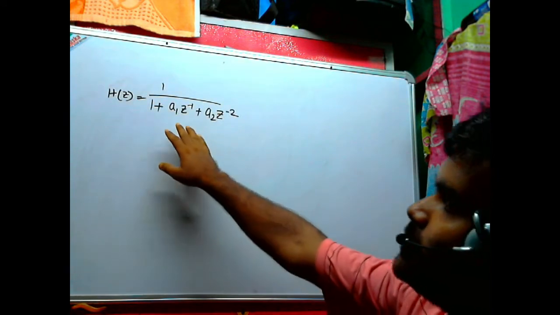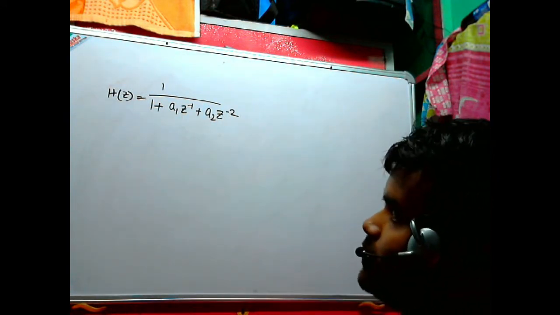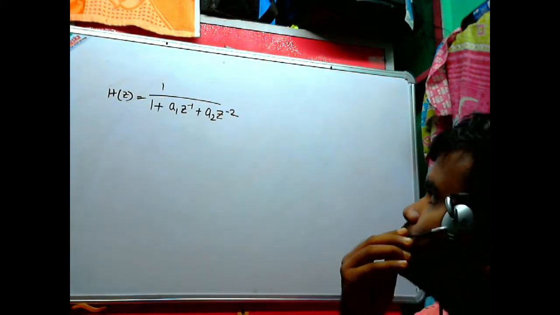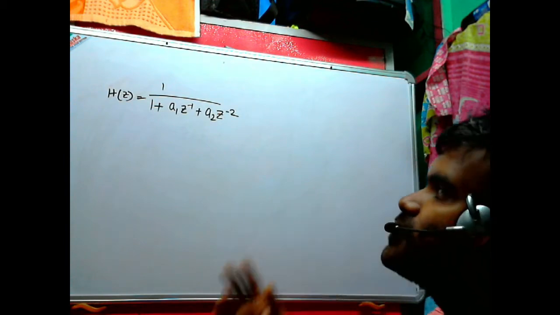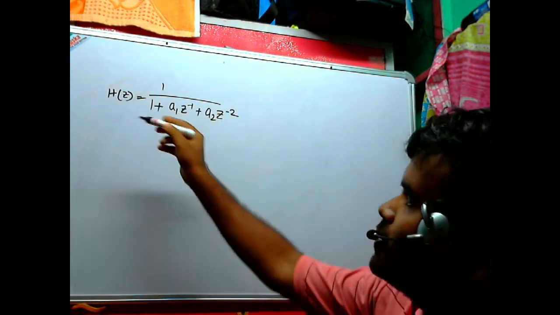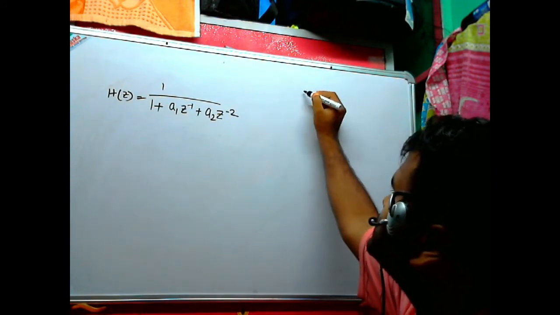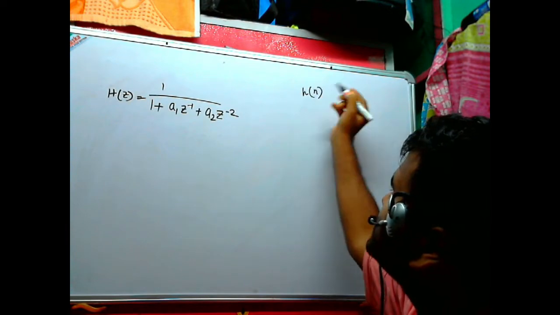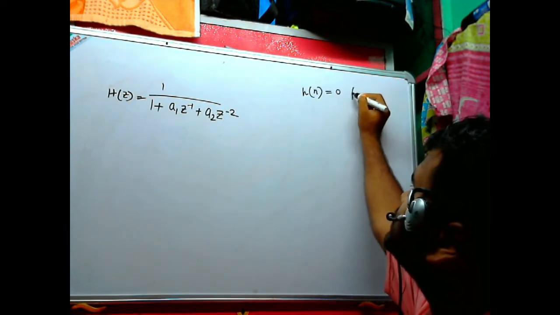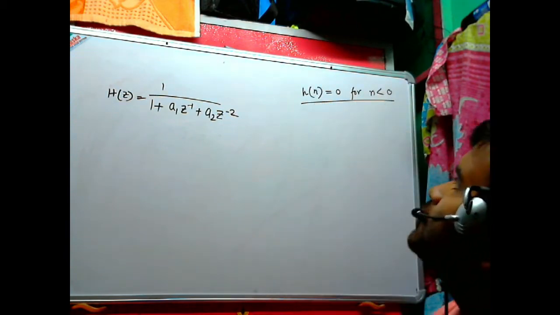So the H(z) of a linear time invariant discrete-time system is given, and you have to find the relationship between a1 and a2 so that it represents a stable as well as a causal system. Now in the time domain, the inverse z transform of H(z) is h(n), the impulse response, and this is equal to 0 for n less than 0. This is the condition for a causal system.